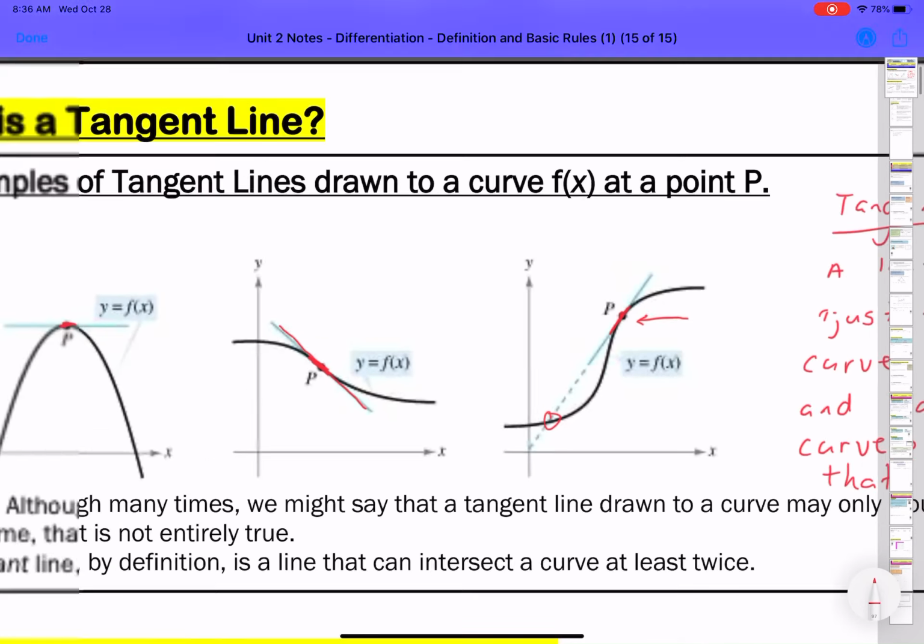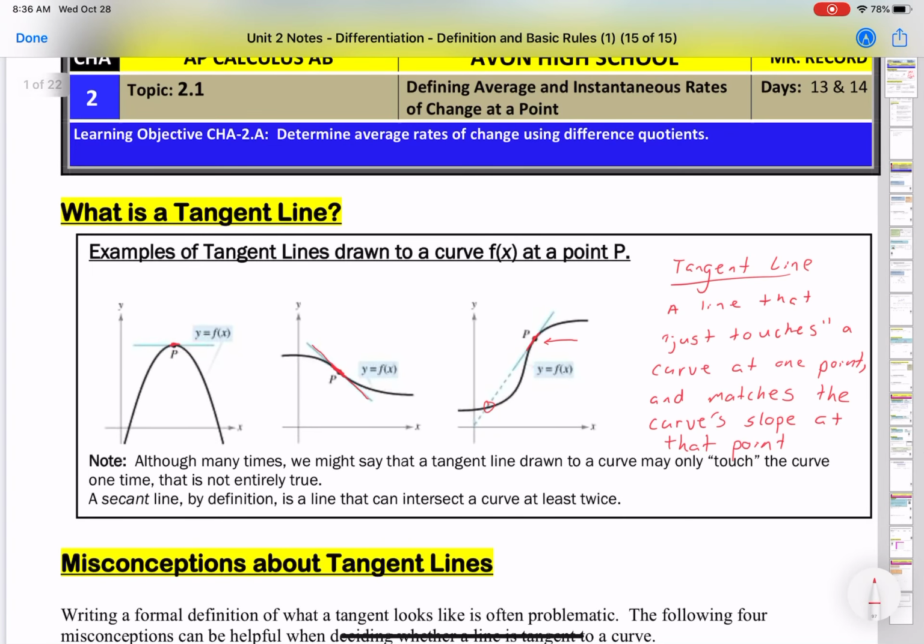So the bottom of this page and onto the next page, there's a few misconceptions about tangent lines. If you're interested, you can read through those on your own. But as long as we know this definition, I think we should be pretty good with what a tangent line is.